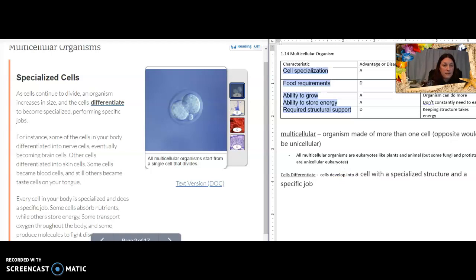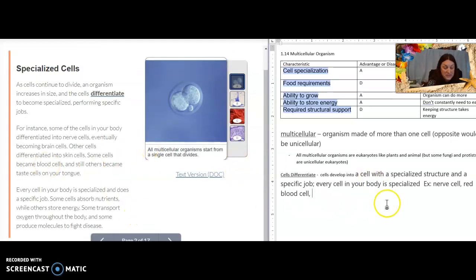All right, so what else do we want to add from these paragraphs? I would add that every cell in your body is specialized, because even though you started out with only being one cell and then two cells, and 4 cells, 8 cells, now every cell in your body is very specialized and different. I would include some examples. I would say nerve cell, red blood cell. And if you have a different one that you want to add, maybe you want to put skin, or maybe you want to put your taste buds, whichever one. But always try and put down a couple examples as well.